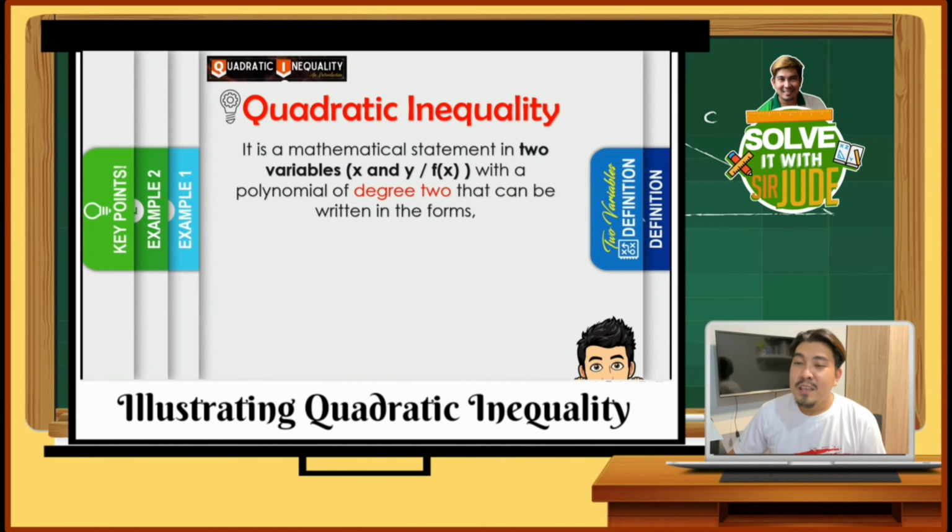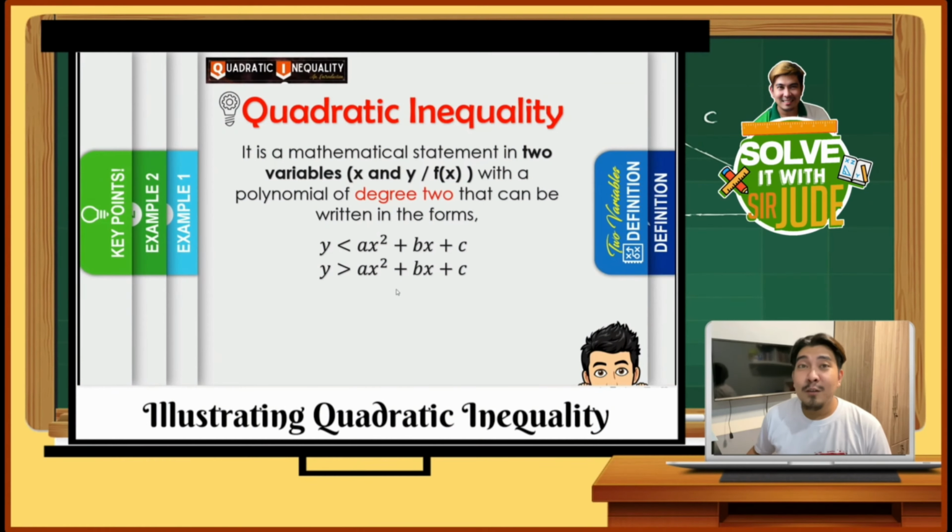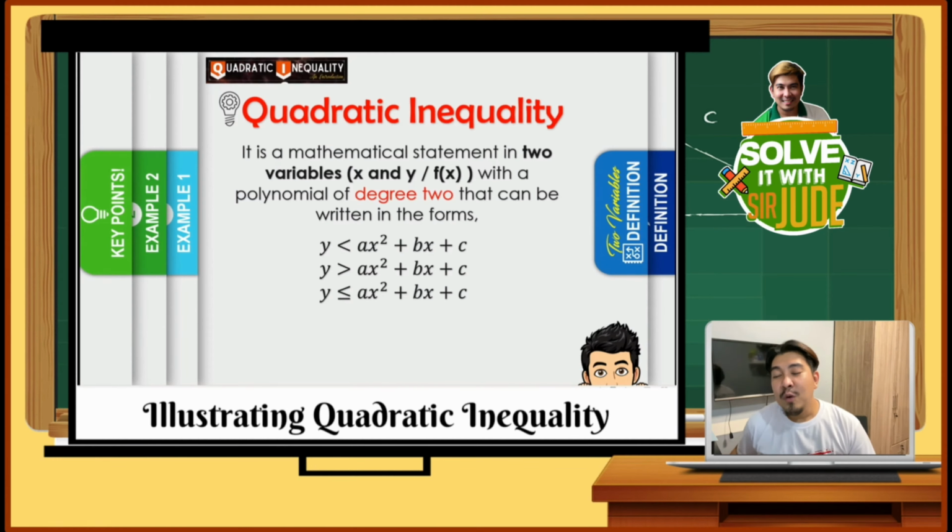So the first one is y, or f of x, is less than ax squared plus bx plus c. The second one is y is greater than ax squared plus bx plus c. The third one, y is less than or equal to ax squared plus bx plus c. And then the fourth one, we have y is greater than or equal to ax squared plus bx plus c.